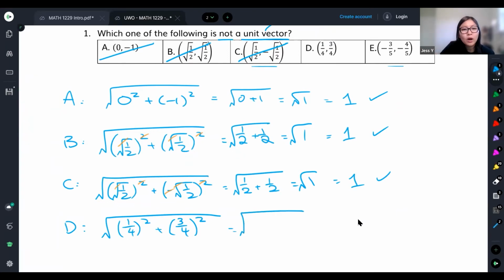So 1/4 squared is going to be 1 squared, which is 1, over 4 squared, which is 16. You can also think of it as 1/4 times 1/4. You multiply the tops, multiply the bottoms, okay? Then the second number, again, multiply the tops, so 3 squared, 3 times 3 is 9, over 4 squared, 4 times 4 is 16. Now that they have the same common denominator, we can just add the tops together. 1 plus 9 is 10. That's 10 over 16. Does that equal 1?